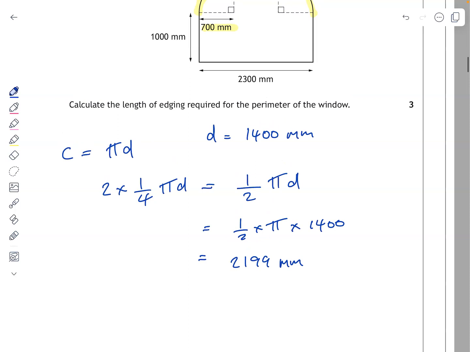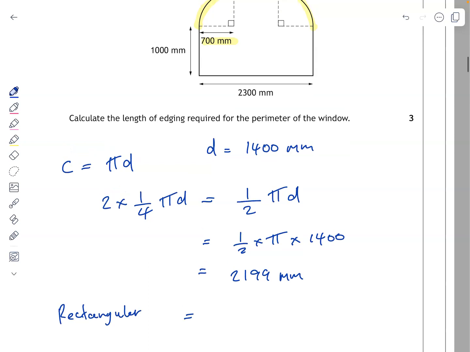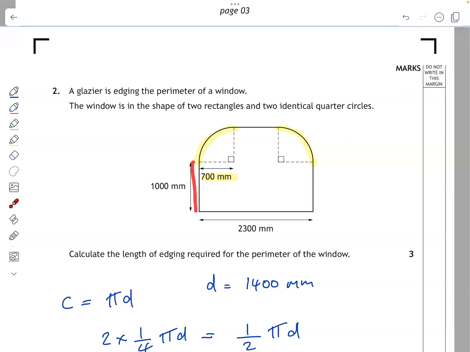So now we want to do the rectangular section. So let's see what we've got. We've got 1000 mil, 2300 mil, and then we've got another 1000 mil. So it's not given to you, but it's just the same as the opposite side because it's rectangles. We've also got this bit at the top here, which we're going to have to figure out. So what would this be? Well, if we know that from here to here is 700, and from here to here is also 700, then the difference here will be this 2300 minus 700 minus 700, or 2300 minus this 1400.